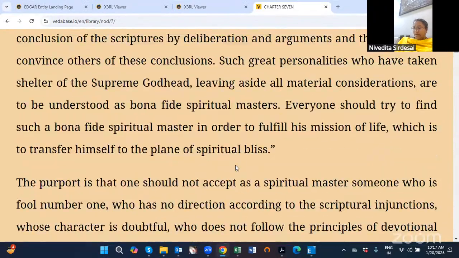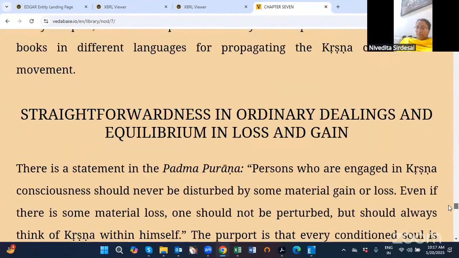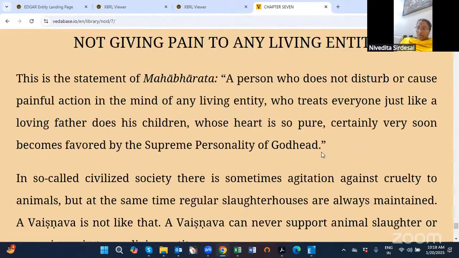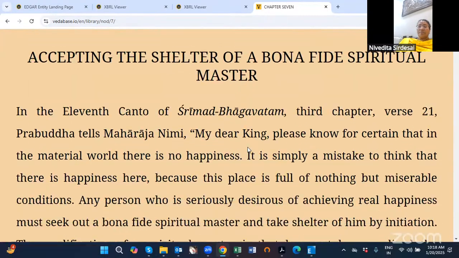Till where? Not giving pain to any living entity. Till there. Not giving pain, verse 20 it was. First 5 was there, and then not giving pain, and then the next 8. That means 18 has been described. So we have time now. We can do some part of it now so that we complete. Is it okay?